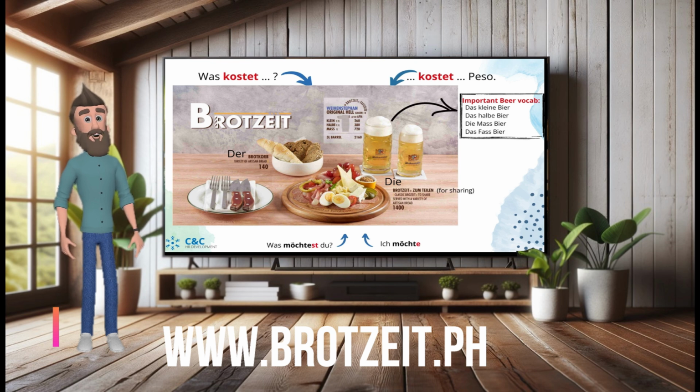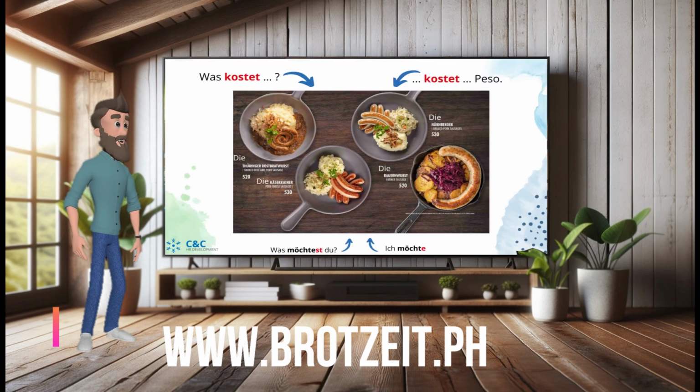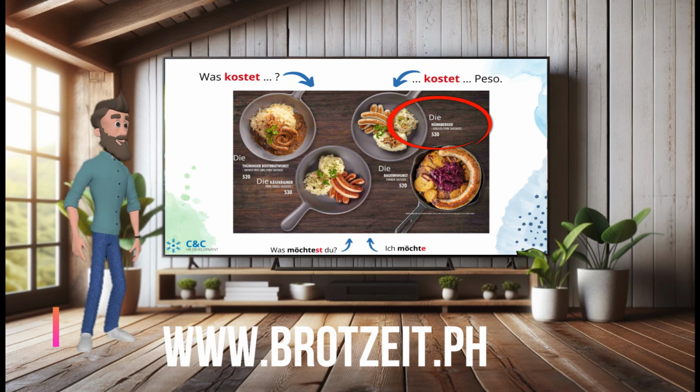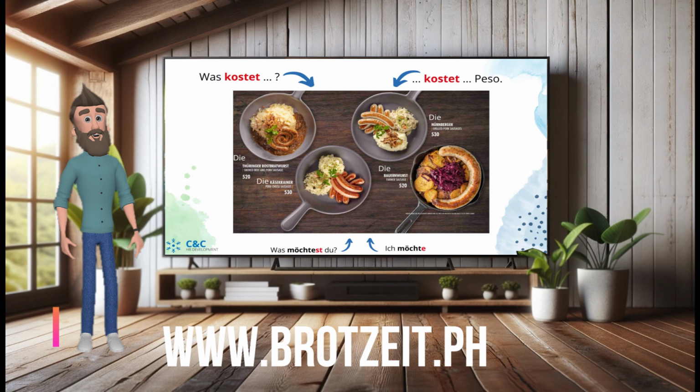Now, we take a look at sausage. What do we have here? On the left, we have die Thüringer Rostbratwurst. That's beef and pork sausage. Thüringer Rostbratwurst. Below, die Käsekreiner. Sausage with cheese. Really good. We have die Nürnberger. Die Nürnberger. That comes from Nürnberg. And we have die Bauernwurst, which is a farmer's sausage.